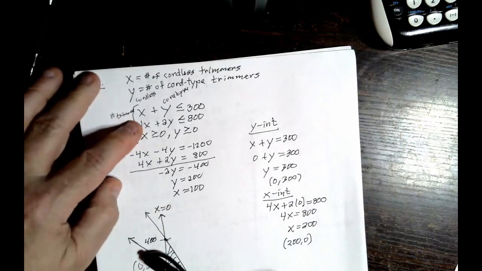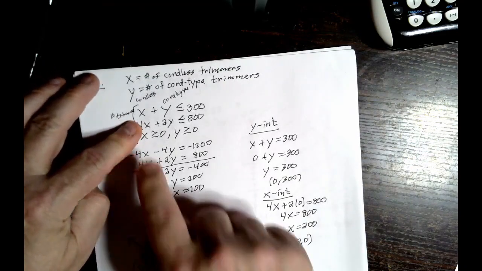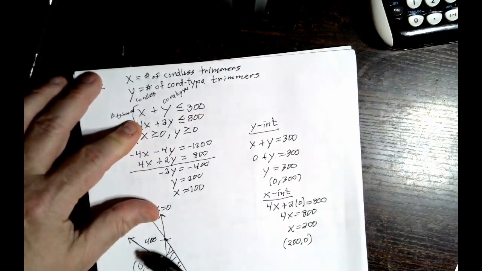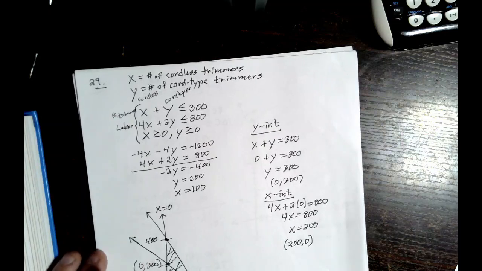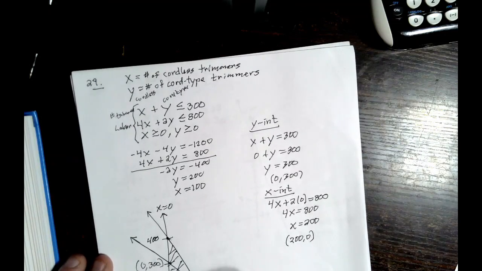Now this one is the other one. And you try (0, 0). Is 0 plus 0 less than 300? Yes. So you shade the side that worked, the side that contains that point. Alright, and where do they overlap? Right here. Just this guy right here.